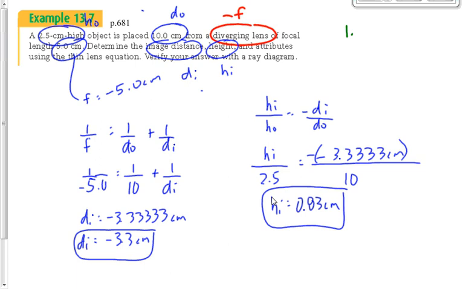Okay, what about the attributes now? Is it larger, smaller, or the same size, without drawing a ray diagram? Smaller. The object height was 2.5. The image height is 0.83. It's gotten smaller. Is it upright or is it inverted? It's upright. How do you know that? hi is a positive value. It's got to be upright.